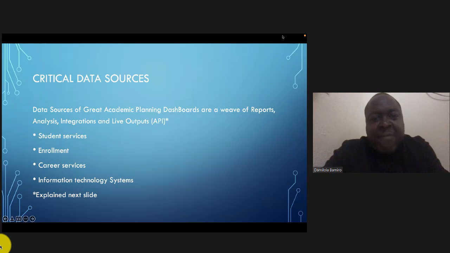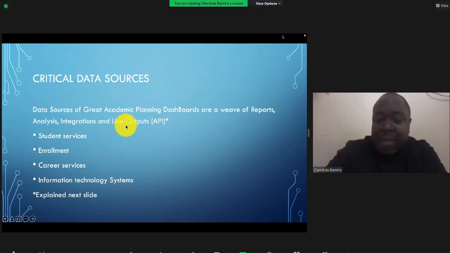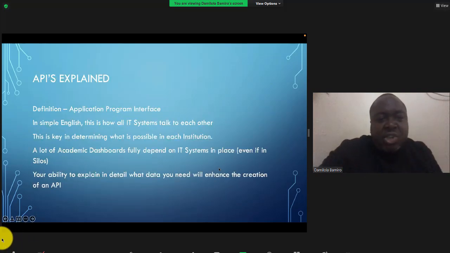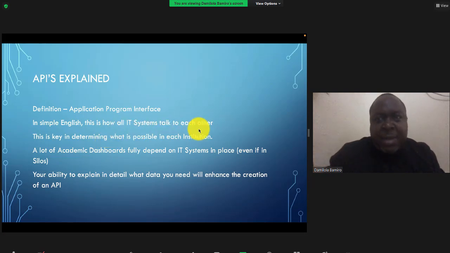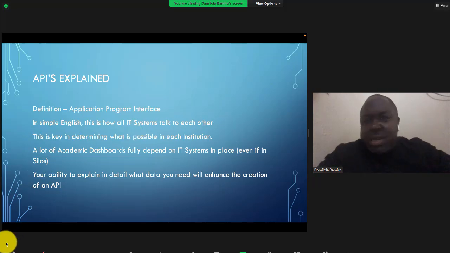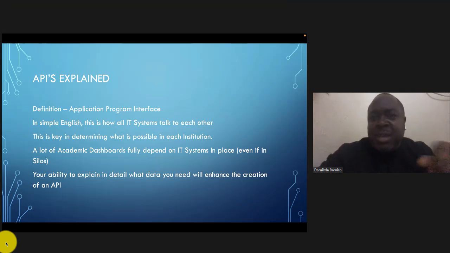There's something there where I put live outputs and live outputs API. Let me quickly explain what an API is. An API is just the way IT systems talk. And for a lot of institutions today, I know that some of them have what you call implementations in silos, which means registry is running its own software, academic planning is running something, admissions is running something, bursary is running something, even the administration is running something. It's fine. Even if that's the situation you have, no problem.